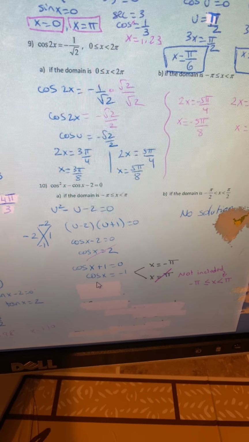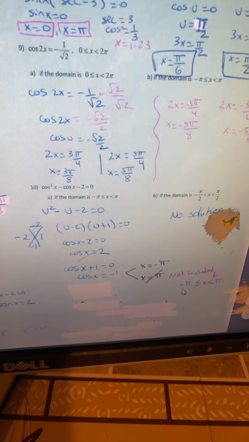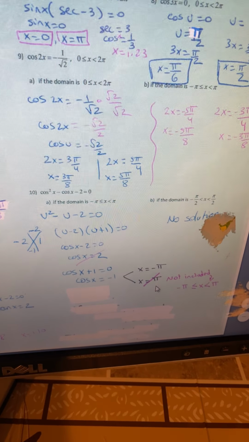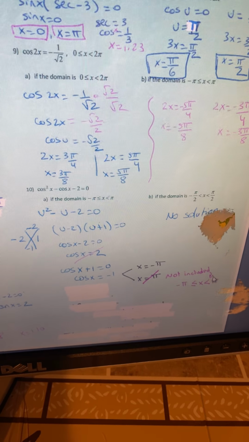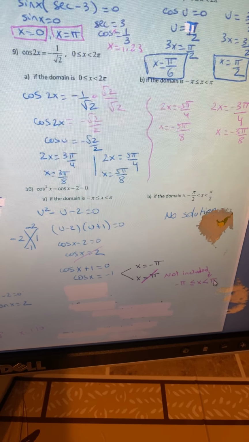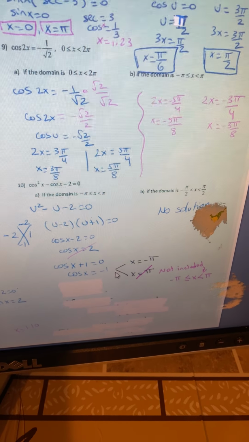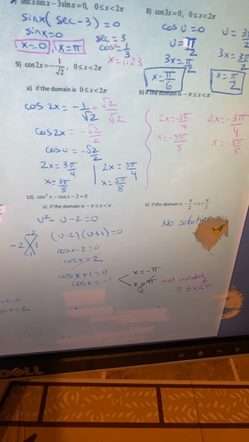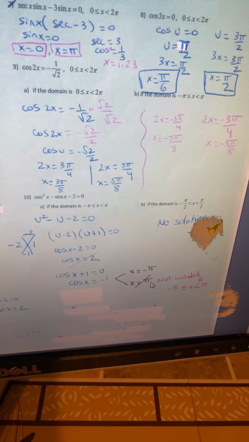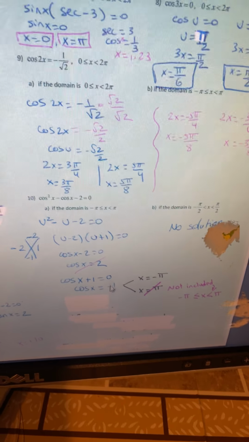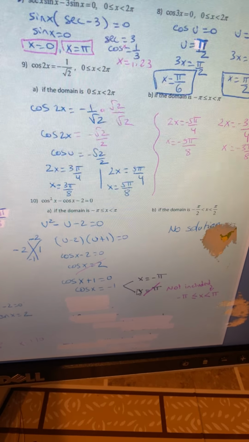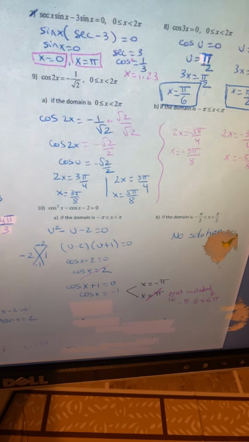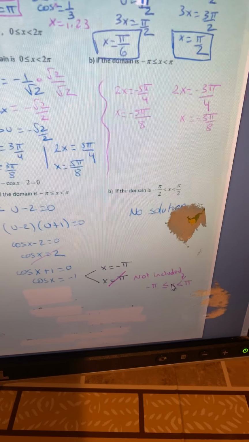Let's say you had cosine x equals 1. I just gave this as an example. If you got cosine x equals 1 and the answer was pi, I cannot take that answer because it's not included in the interval. I'm sorry, if you had cosine x equals -1, you can get pi or negative pi. X equals pi is not acceptable because it's not included in the given interval.